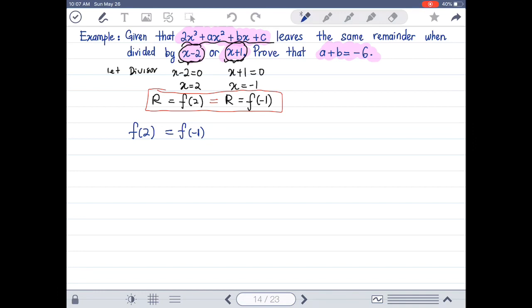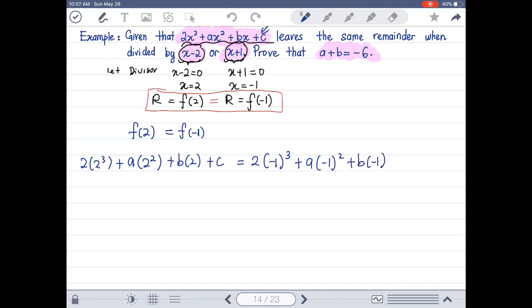So we have 2 to the power of 3, plus a times 2 squared, sorry, to this equation, plus b times 2, plus c, is equal to 2 times negative 1 to the power of 3, plus a times negative 1 to the power of 2, plus b times negative 1, plus c.